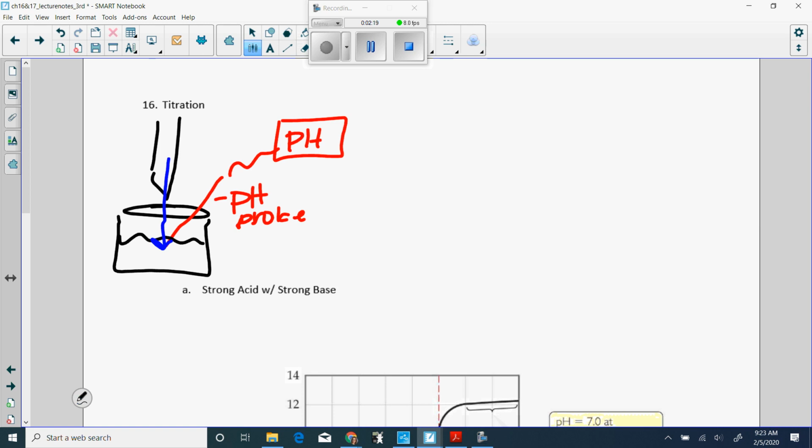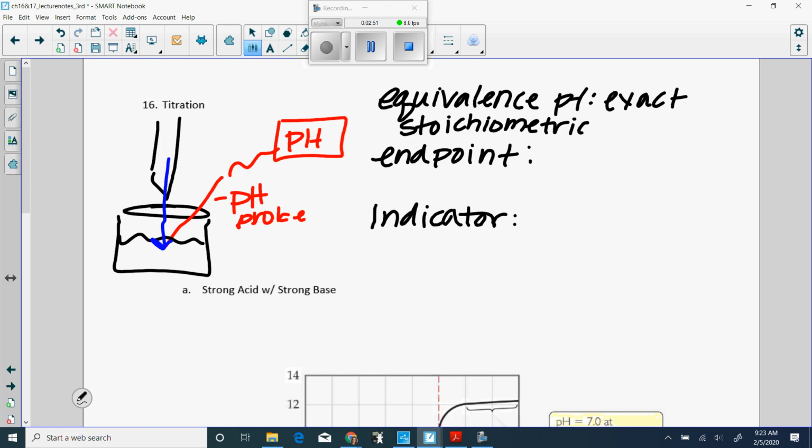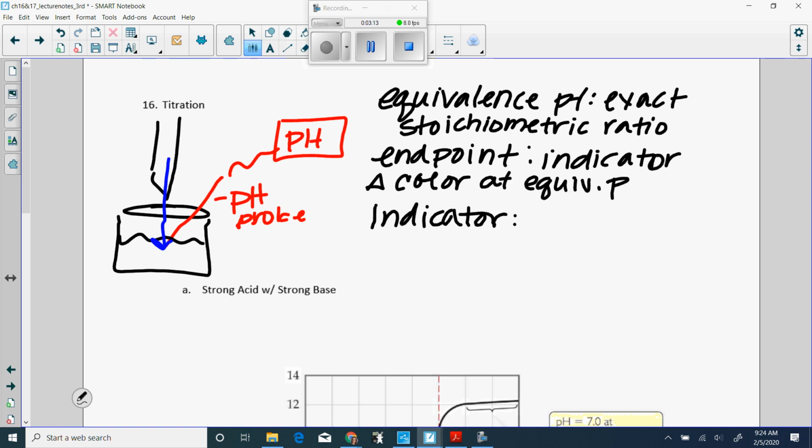Just a reminder, vocabulary words: equivalence point, endpoint, and indicator. The equivalence point is the exact stoichiometric ratio. It's like a big jump on the graph. It's in the middle of the big jump, and we'll talk about that. The endpoint is when the indicator changes color, and we want it to happen right at the equivalence point. That's our visual that it's the equivalence point. So it usually changes color one drop past it.